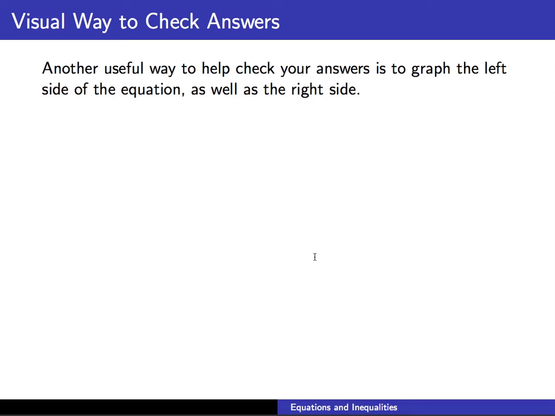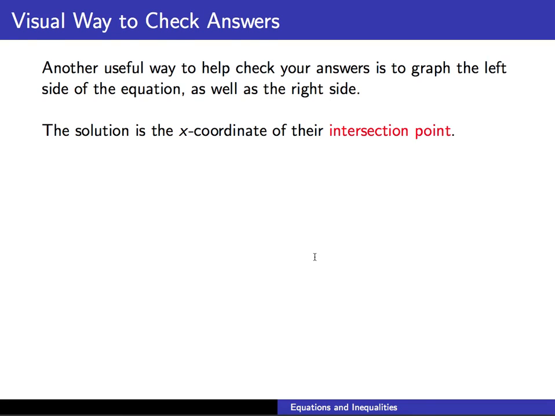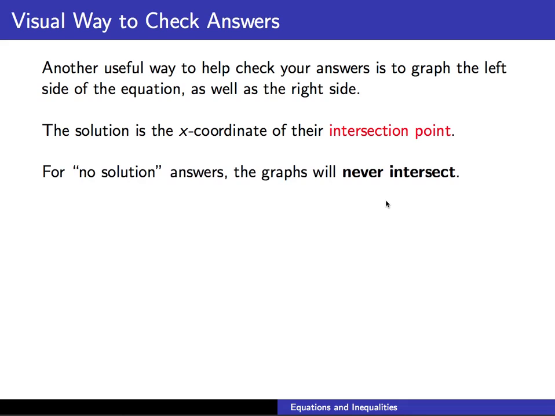Now, there is another way we can check our answers, and it's a visual approach, and that's to check to see where the graph of the left-hand side of the equation and the graph of the right-hand side of the equation intersect. So if we graph the left side of an equation and we graph the right side of an equation, the solution that we get is the x-coordinate of where they intersect. And the y-coordinate is going to be what we get when we plug in or check that value of x. So for no solution answers, like we saw in the last one, the graphs will never intersect. In other words, they'll be parallel.